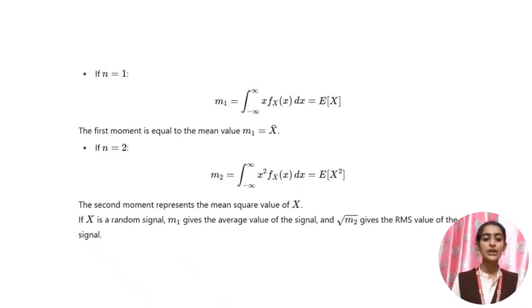If n equal to 1, m_1 equal to integral from minus infinity to infinity x f_X of x dx equal to E of x. The first moment is equal to the mean value, m_1 equal to x bar. If n equal to 2, m_2 equal to integral from minus infinity to infinity x square f_X of x dx equal to E of x square. The second moment represents the mean square value of x. If x is a random signal, m_1 gives the average value of the signal and root of m_2 gives the RMS value of the signal.